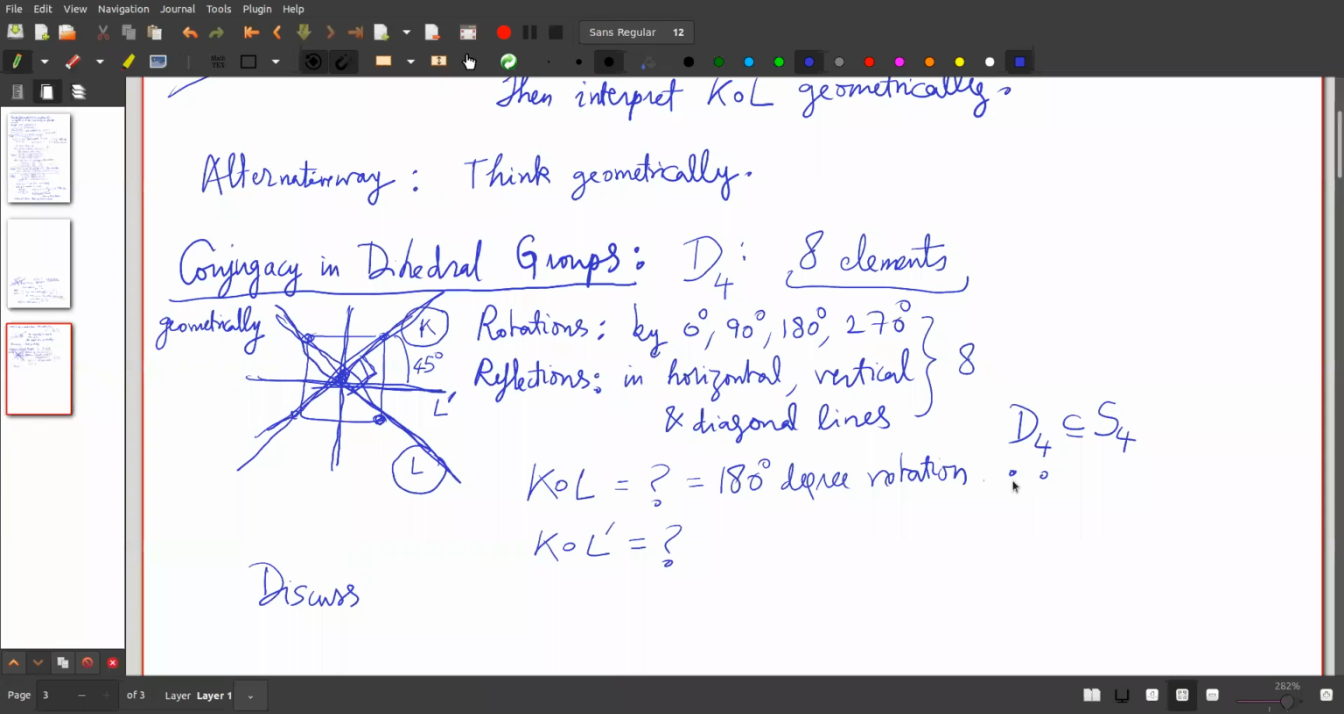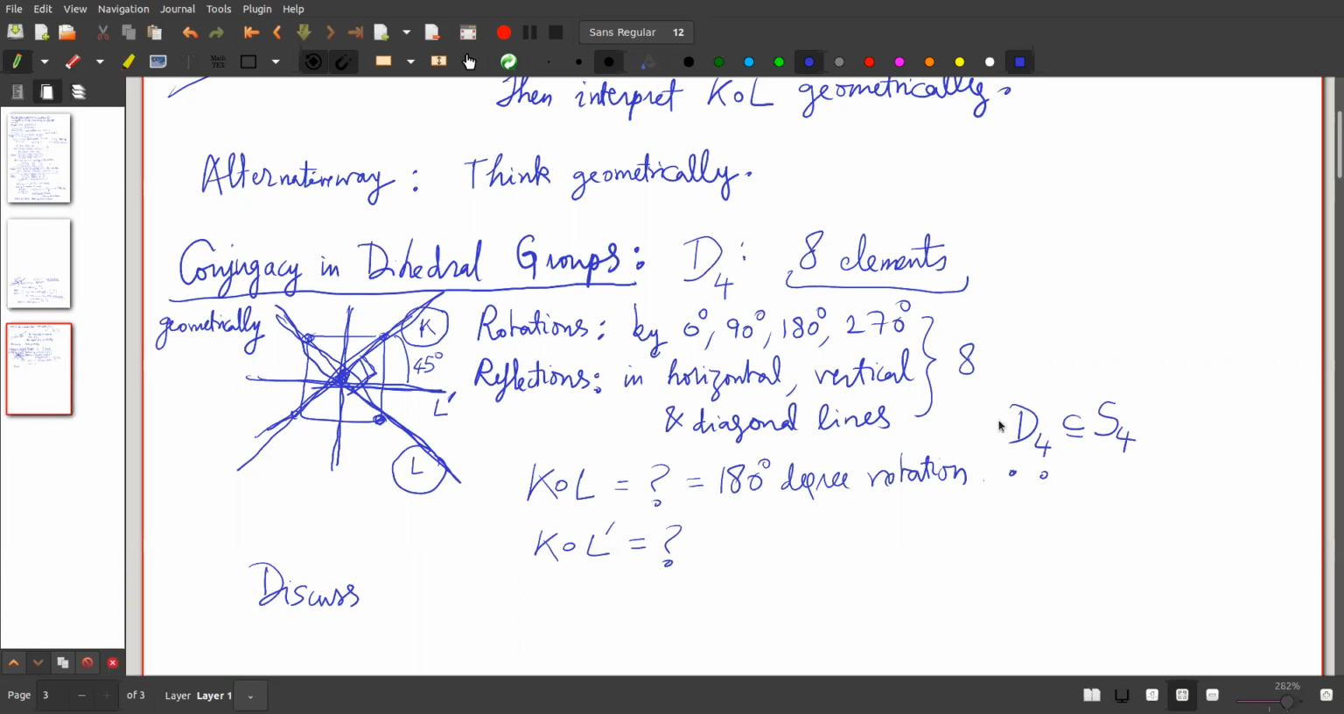But they may have the same cycle type, which means they may be conjugate in S4, but that doesn't mean they are necessarily conjugate in D4. Okay, you understand that? Your idea is excellent. It's a beautiful idea and very useful. I'm only saying you need to be just a little careful in using it. I'm not saying throw away the idea. Use the idea by all means.